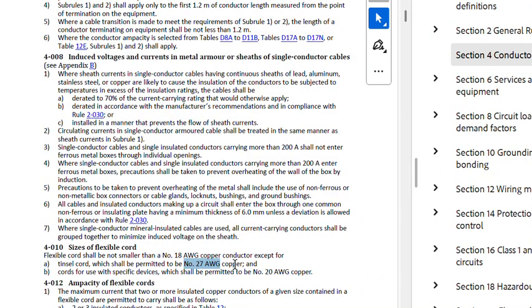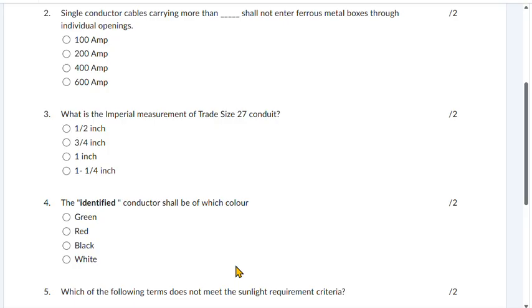And the answer is actually 1 inch. 27 gauge tinsel cord is 1 inch tinsel cord. So the answer to number 3 is 1 inch.